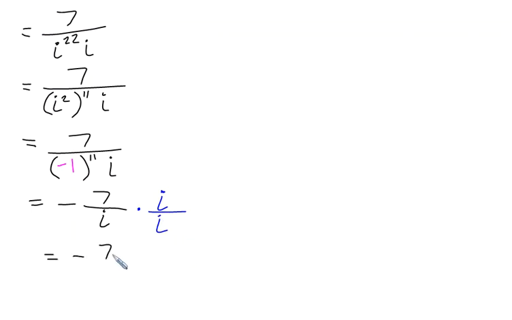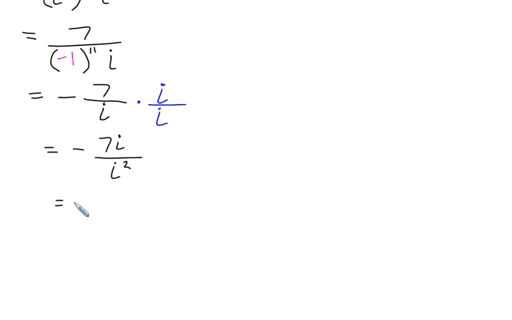This will give us a negative 7i all over i times i is i squared. Replace i squared with negative 1, and a negative times a negative, or a negative divided by a negative, however we want to look at it, is a positive. So overall, the answer for this item would be 7i.